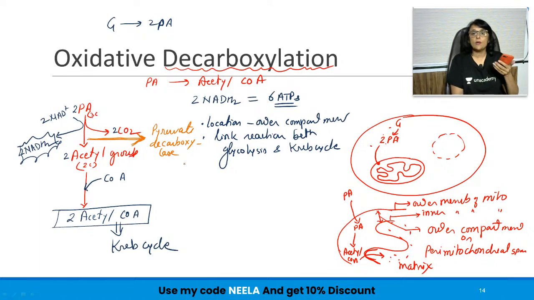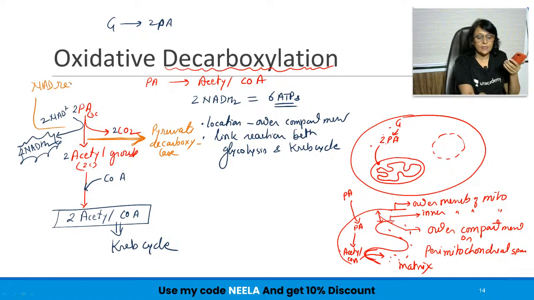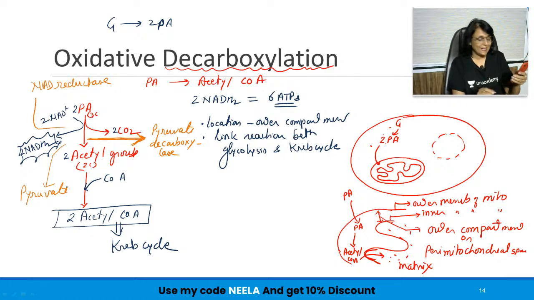Can we write one more enzyme where NAD is getting reduced? You can call the enzyme NAD reductase. I want to give one more name to this enzyme here. This reaction, can I call it pyruvate dehydrogenase?